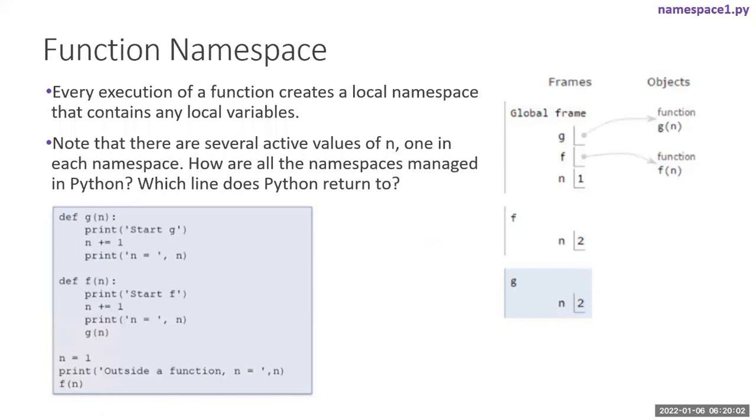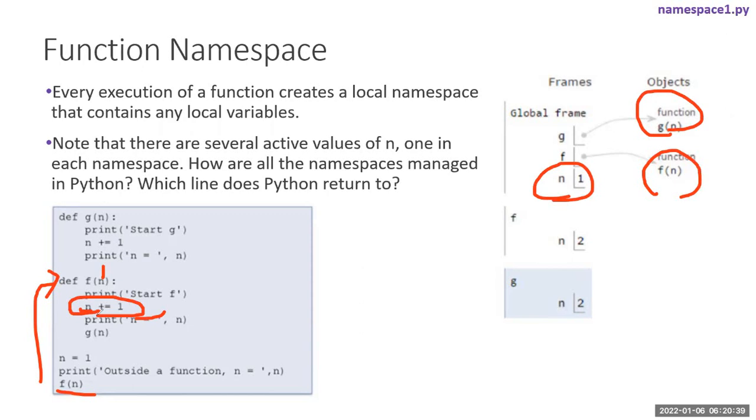Okay, so function namespace. Here we have g function, we have f function, n equals 1. Then we print n outside the function. You will have a definition for global n right here, where n equals 1. And g and f are function objects over here. So now if you call f of n, you pass n equals 1, and n increases. This n is a parameter variable, so when it increases it becomes 2, but the global one is still 1, okay?